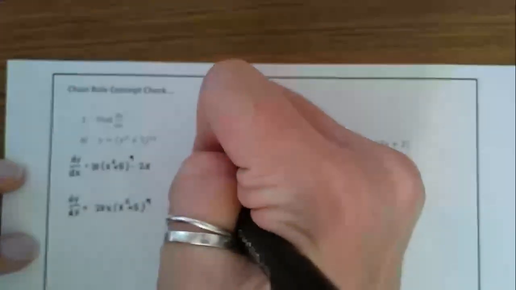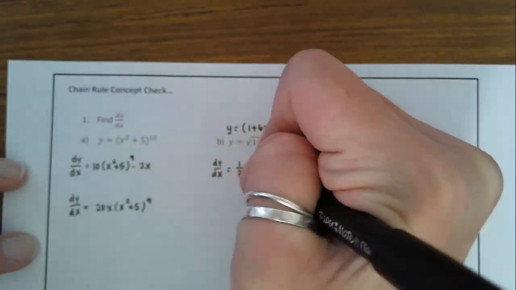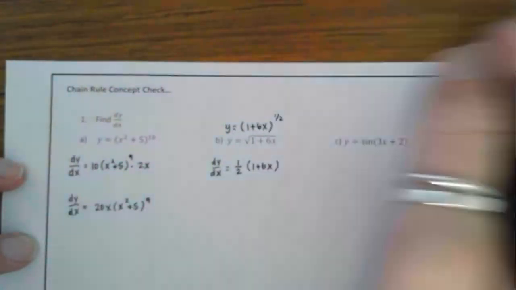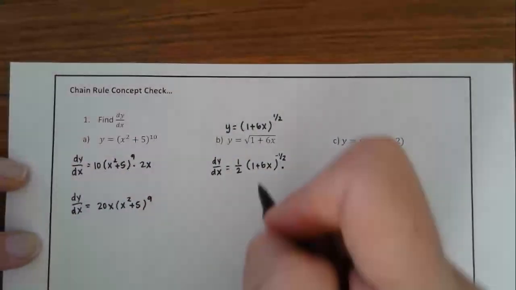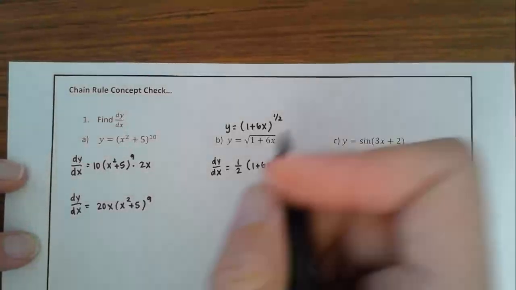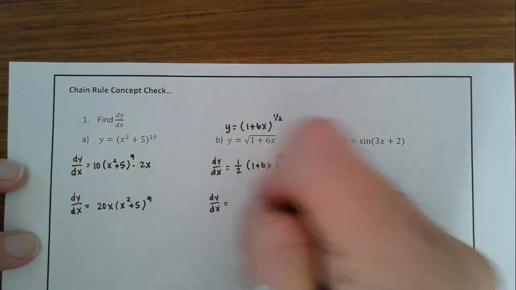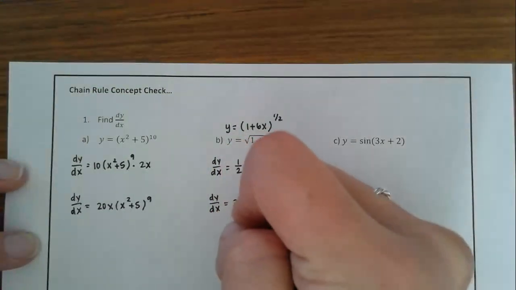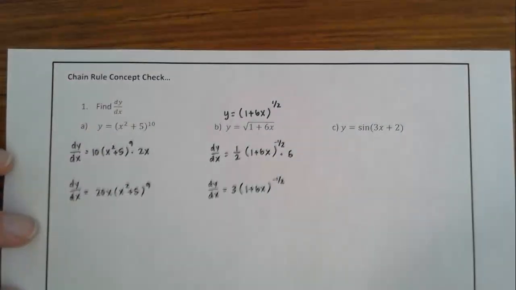So dy dx here, I'm going to bring down that exponent, so 1/2 times 1 plus 6x, decrease the exponent by 1, that'll give me a negative 1/2. Times the derivative of the inside stuff. So derivative of 1 plus 6x would just be 6. So dy dx would be equal to 1/2 times 6 will give me 3 times 1 plus 6x raised to the negative 1/2. I'm just going to clean that up a little bit.